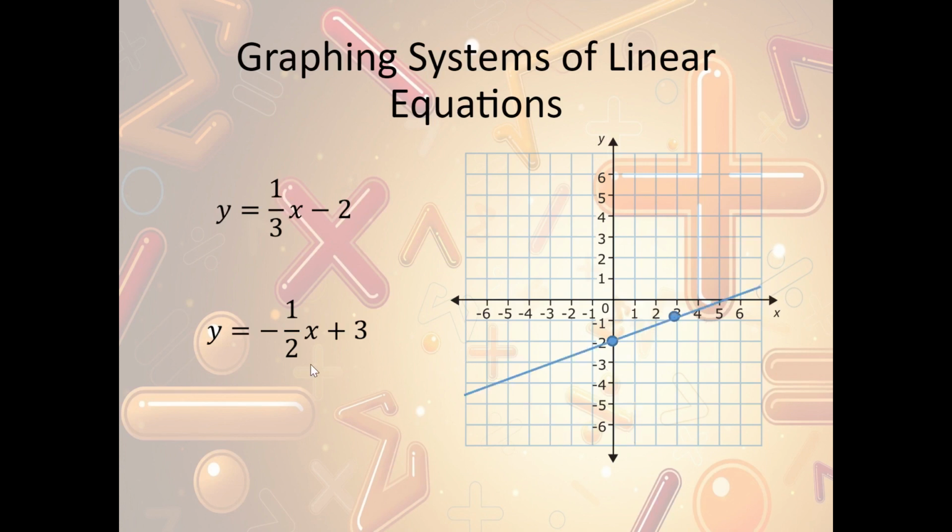Now, we're just going to plot the second line on the same graph. My y-intercept for this one is 3, so I'm going to go up 3 and plot my point. And my slope is -1/2, so I'm going to go down 1, to the right 2, connect the dots, and notice now I have a point where they intersect, which is right there. That is considered the solution to the system of equations.